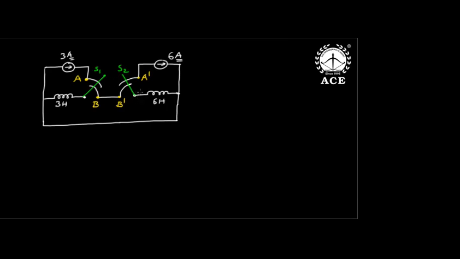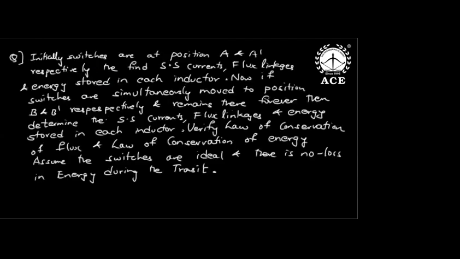Okay, assume the switches are ideal and there is no loss during the transit. That means as the switches are moving from A dash to B dash, switch 2, and A to B, switch 1, there is no loss of energy. Now you read this. Initially switches are at position A and A dash. Then find the steady state currents, flux linkages, and energy stored in each. Now, if the switches are simultaneously moved to position B and B dash and remain there forever, determine the steady state currents, flux linkages, and energy stored in each. Verify law of conservation of flux and law of conservation of energy. Assume the switches are ideal and there is no loss in energy during the transit.